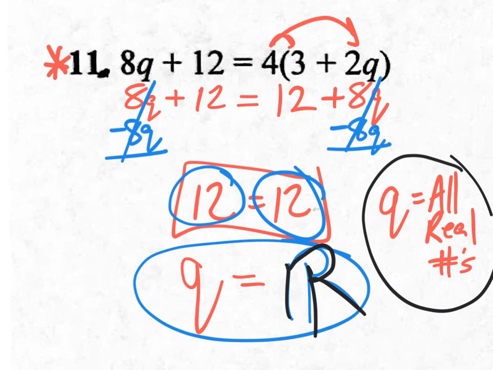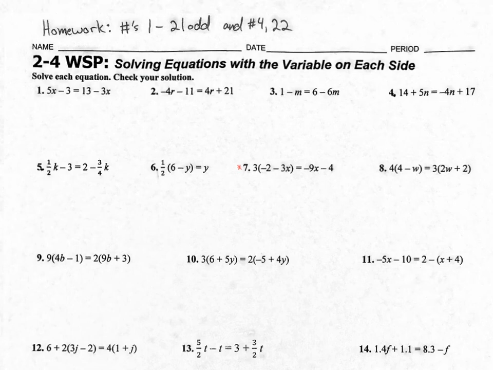Now you guys don't have this next worksheet yet. You'll get it in a couple of minutes. Today you'll be receiving 2.4 WSP. You should have already done WSPM. Today you're going to get WSP. And the assignment is 1 through 21 odd. We're also going to do number 4 and 22.